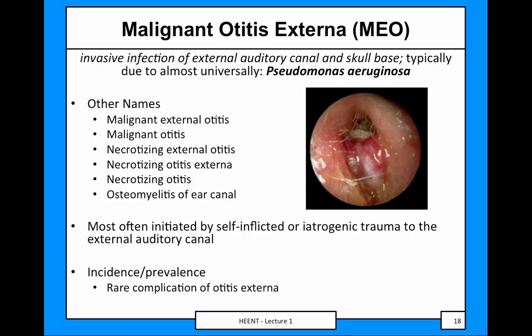Incidence and prevalence: this is a pretty rare complication of otitis externa. This really involves the temporal and adjacent bones. It's osteomyelitis, so it's destroying the bones in the skull base there. And as I know you've discussed earlier, it happens primarily in immunocompromised people, especially older patients with diabetes, and is often initiated by self-inflicted or iatrogenic trauma.